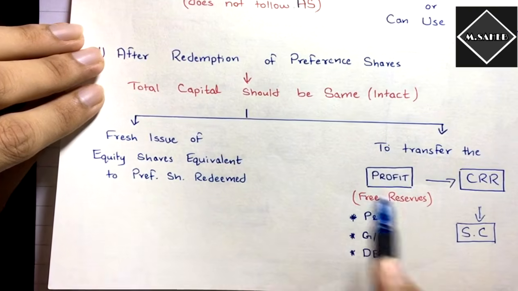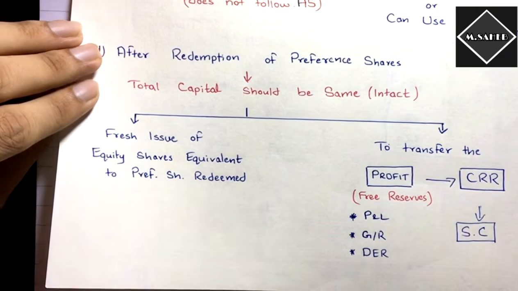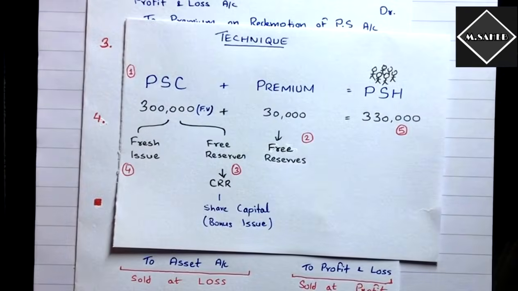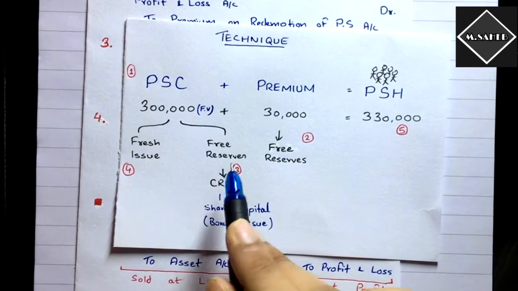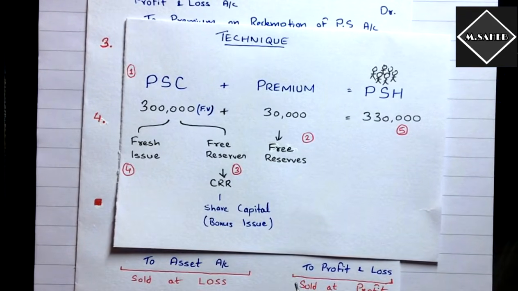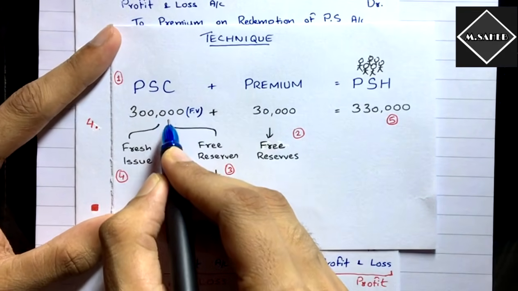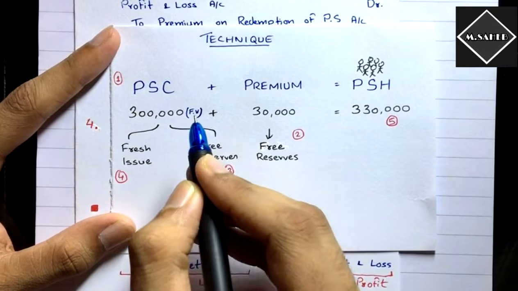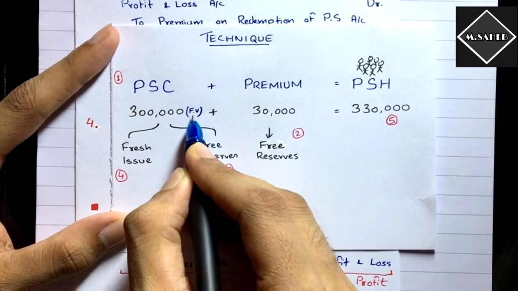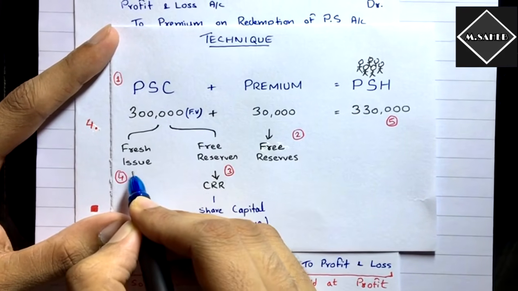Fresh issue or transfer the profit to CRR. While solving the problem, you will understand this. It's very simple: either fresh issue or free reserves. And one important thing here is only face value. Only face value you have to replace. And remember, face value can be replaced only by face value.